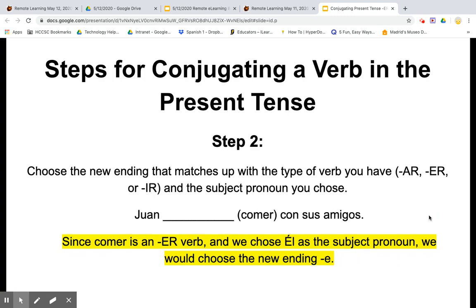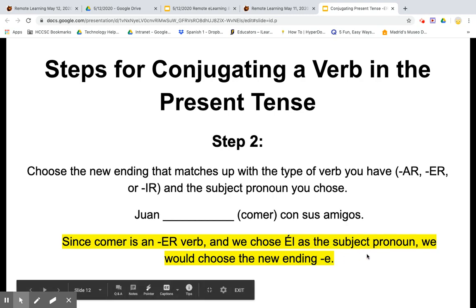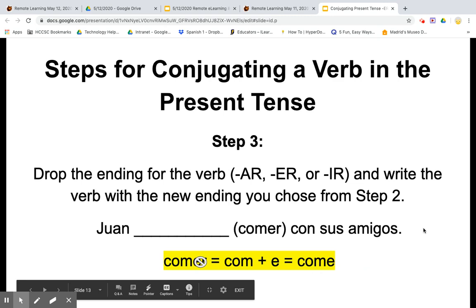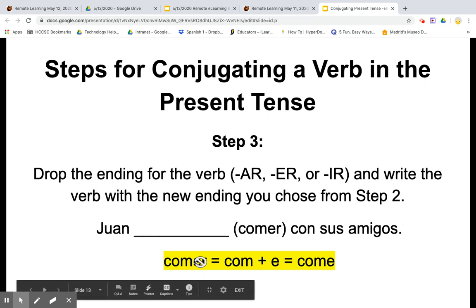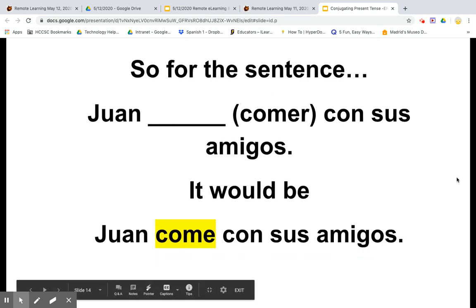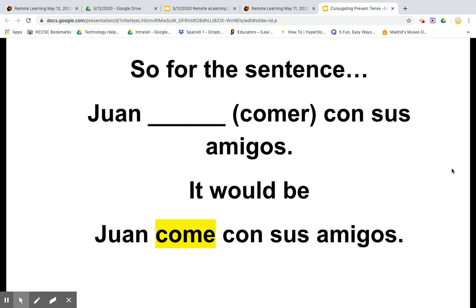So now we're going to think about the ending that matches with that type of verb that we have, either AR, ER, or IR. We know comer is an ER verb. So we are going to think, okay, for the él form and an ER verb, my ending is an e. So we're going to drop the ending for that ER verb that we have, comer, and we are going to add on our new ending. So we're going to go from comer, take out the ER, to com plus e, come. So for the sentence Juan comer con sus amigos, it would be Juan come con sus amigos.